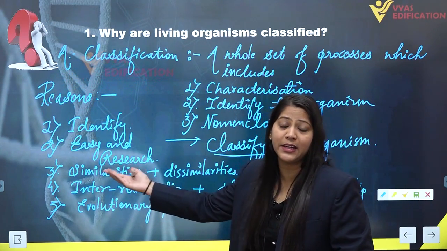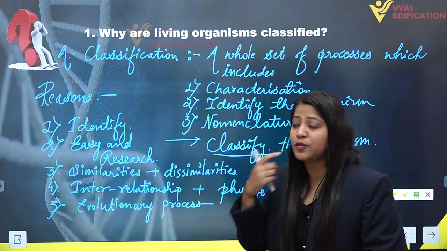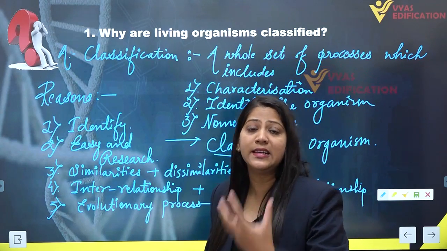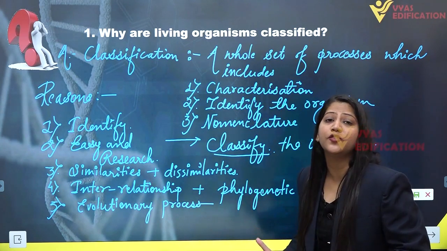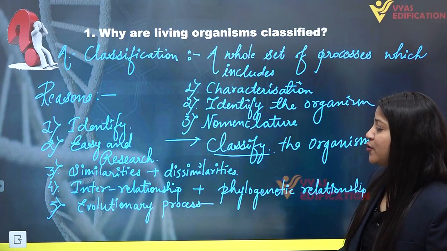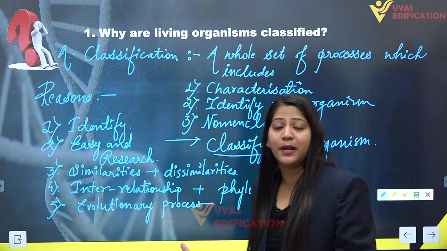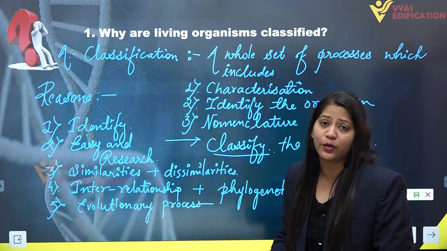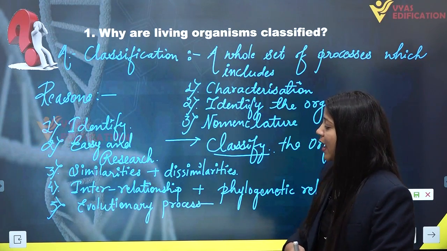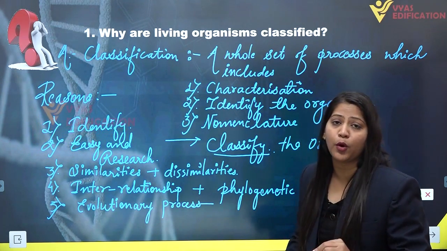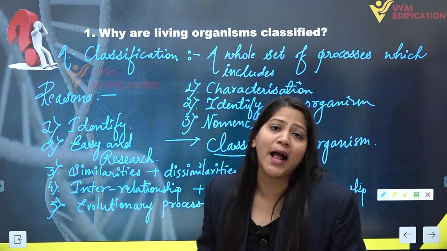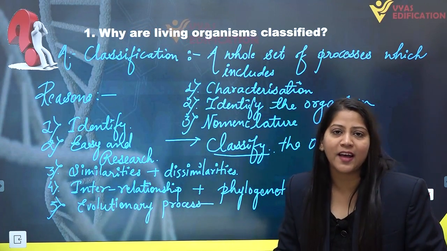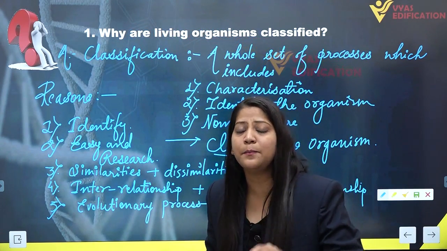First, we identify organisms. Then it makes our study easy and convenient, and we can do research on them further. It also helps to find similarities and dissimilarities. Then we can get to know the interrelationship as well as the phylogenetic relationship. Classification also helps to understand the evolutionary process, or how any complex organism has evolved from a simple organism.